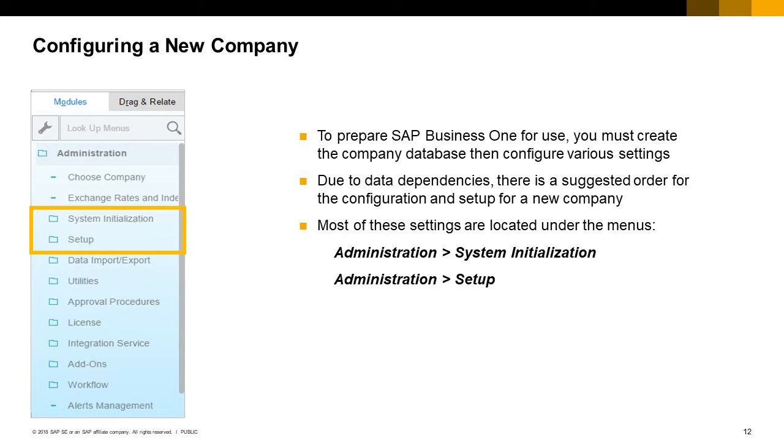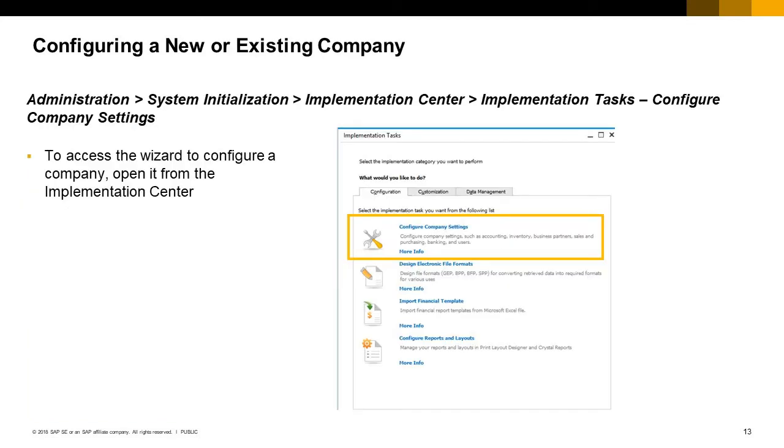Instead of using the individual configuration screens, it is often easier to use the Express Configuration Wizard. You can use the wizard to make configuration changes in the new company as well as in an existing company. To access the wizard, open the Implementation Center and choose Configure Company Settings. To use the tasks in the Implementation Center, the General Authorization Administration System Initialization Implementation Tasks is required.